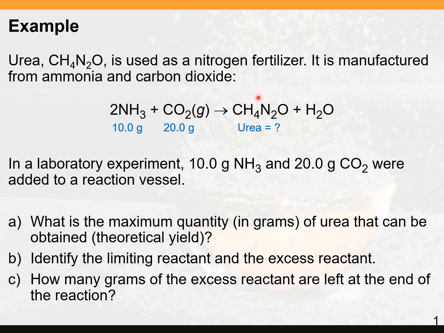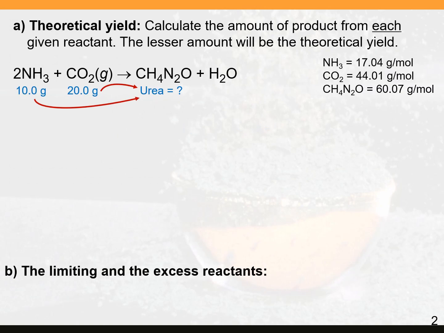We are starting the reaction with 10 grams of ammonia and 20 grams of carbon dioxide. The plan is to separately calculate the amount of urea from 10 grams of ammonia and 20 grams of carbon dioxide. The lesser amount calculated is going to be the theoretical yield. Each conversion is done in 3 steps.